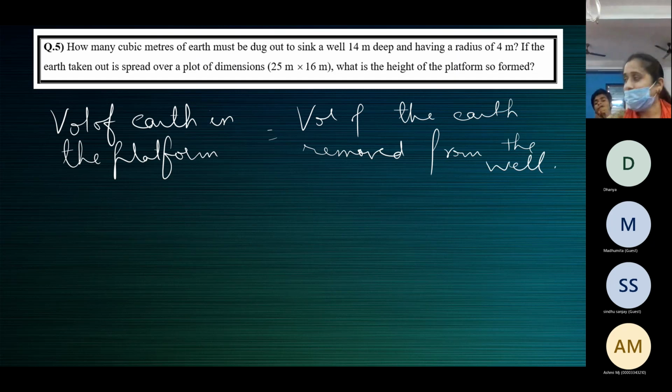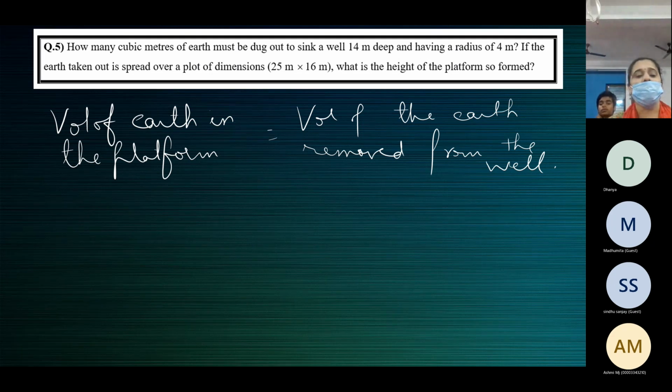Are you listening, Tanishka? Volume of the earth in the platform is equal to the volume of the earth removed from the well. Is this equation correct, children? Am I right? Yes, ma'am. Do your children agree with me? Whatever earth you have removed from the well, it's now in the platform. Earth meaning what? The mud.